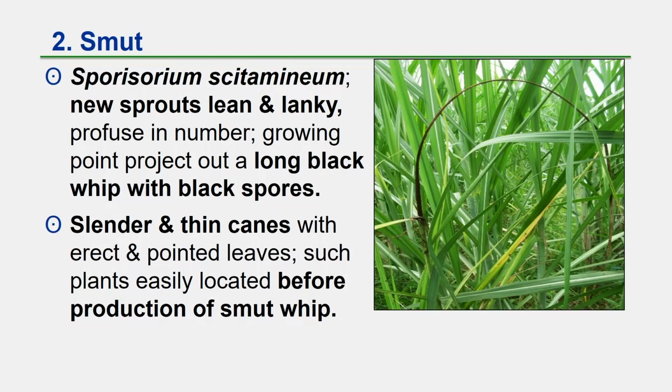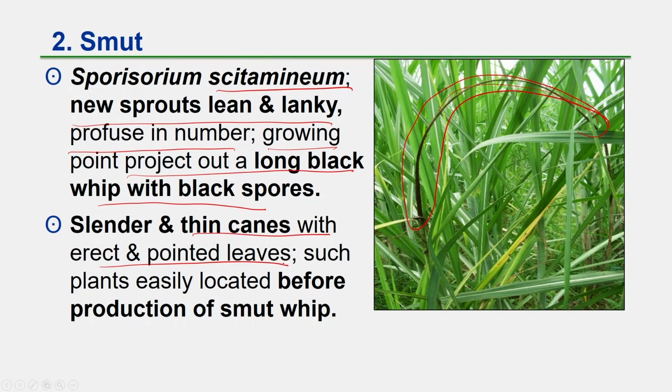Now the next important disease is smut disease. As the name suggests, it is smut. Smut means black. Caused by Sporisorium scitamineum, new sprouts are lean and lanky, profuse in number, and the growing point projects out as a long black whip with black spores. So this is the whip, and it is full of black spores. Slender and thin canes with erect and pointed leaves. Such plants are easily located before production of the smut whip.